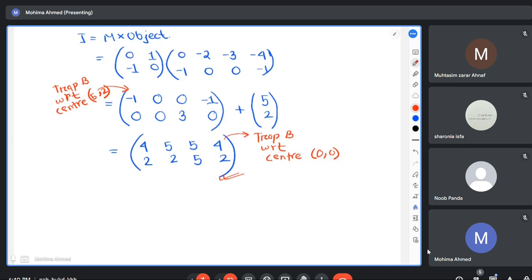Is this clear? Any questions for this part?